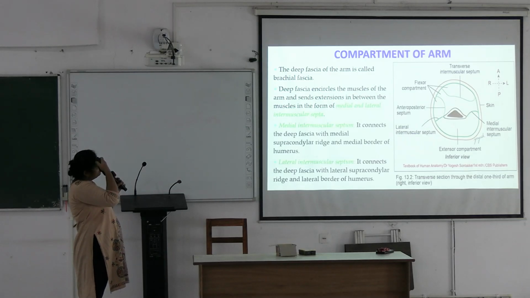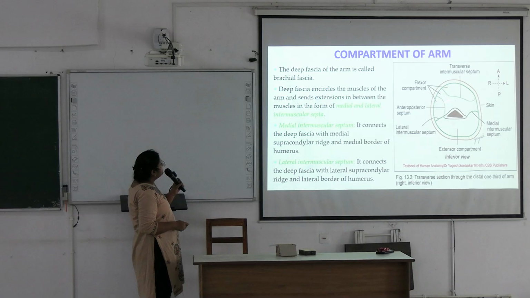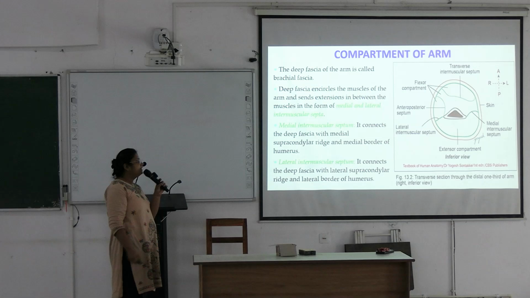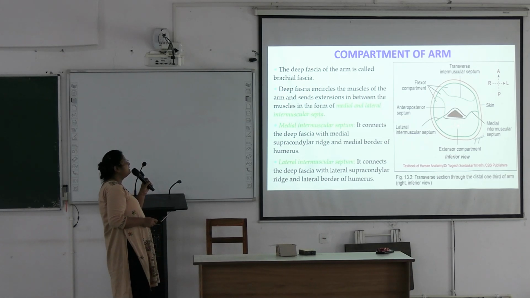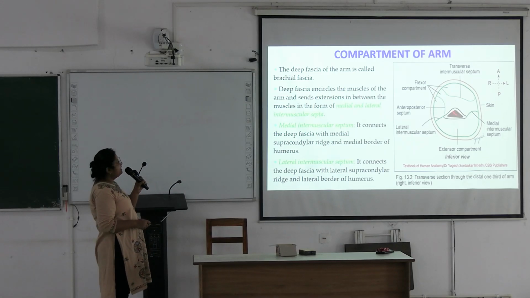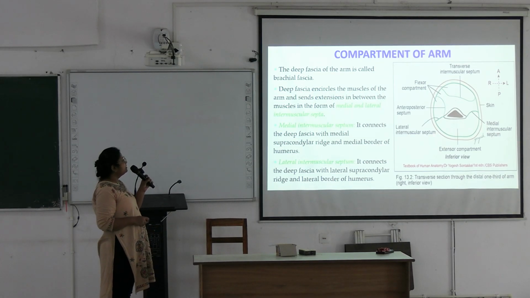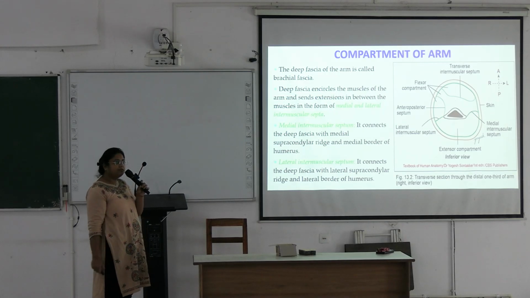So see here, this is a section through the arm, and this is skin. Outermost is the skin. This is deep fascia. The deep fascia of the arm is known as brachial fascia. From the deep fascia, some extensions extend up to the supracondylar ridge. Up to the medial supracondylar ridge, this is the medial intermuscular septum, and up to the lateral supracondylar ridge, the lateral intermuscular septum. These two septa divide the muscles of the arm into the anterior or flexor compartment and the posterior or extensor compartment.